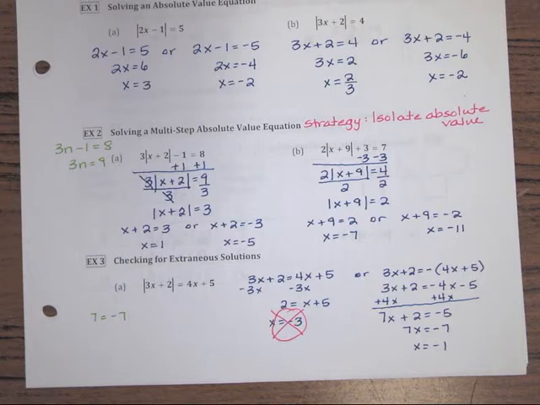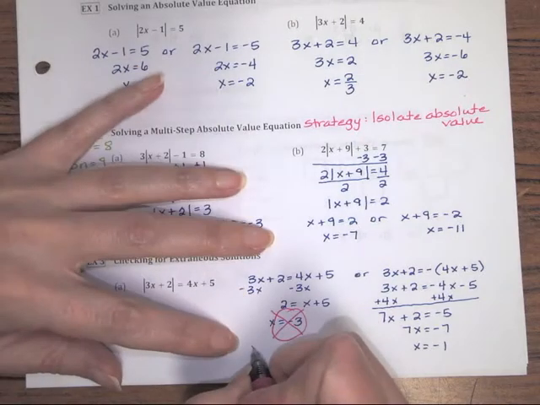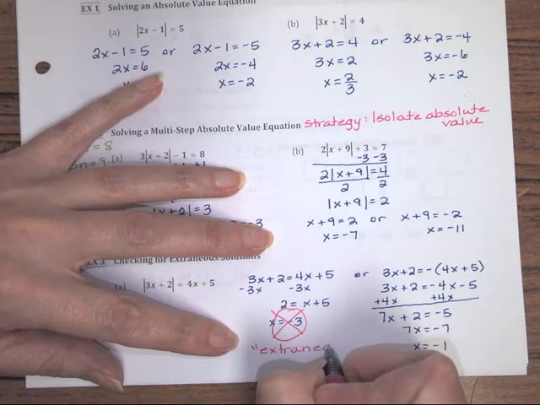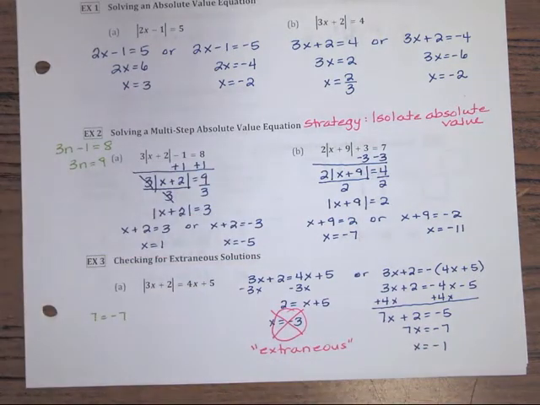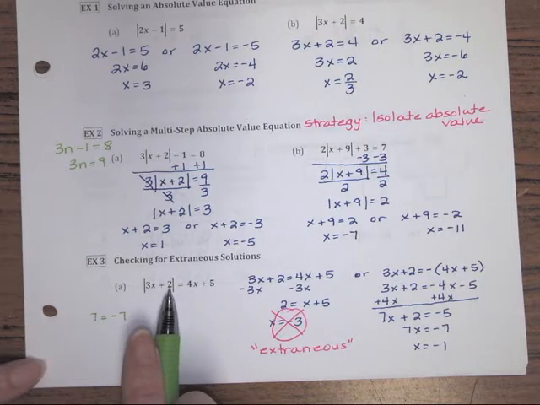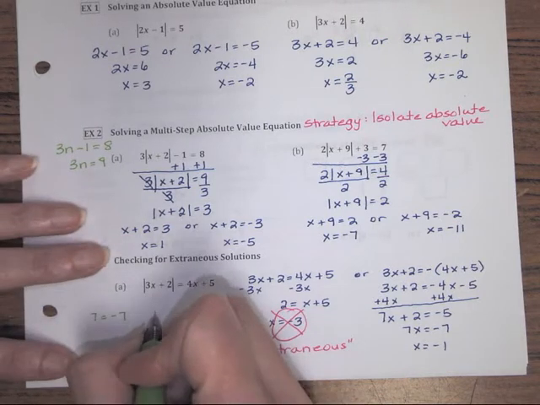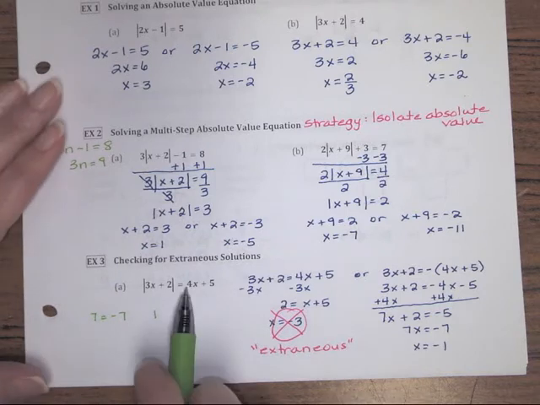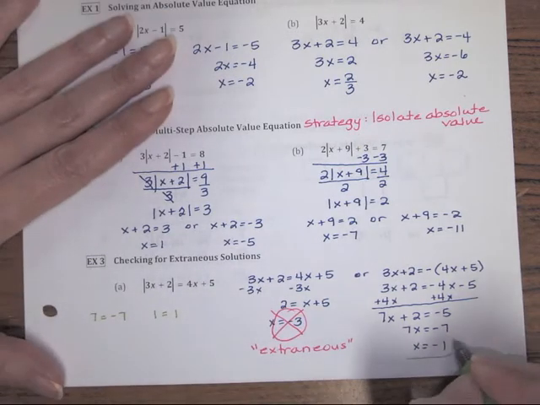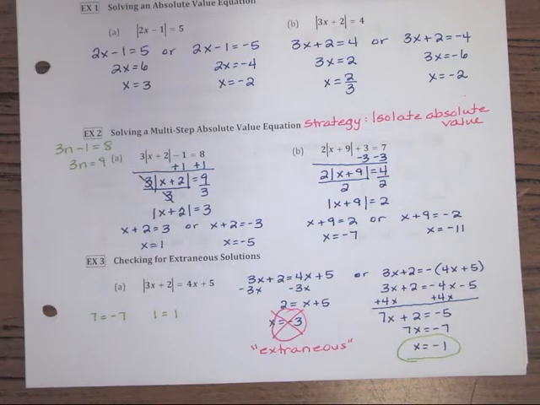Now, there is a name for a solution that you get when you solve a problem that really doesn't work, and the name for it is extraneous. So I'm going to write that here for you, extraneous. Let's go ahead and we'll try negative 1, see how that works. So 3 times negative 1 is negative 3. Negative 3 plus 2 is negative 1. Take the absolute value of that, and I get 1. Over here, 4 times negative 1 is negative 4. Negative 4 plus 5 gives me 1. So that one worked, and this one would be your solution. Okay?